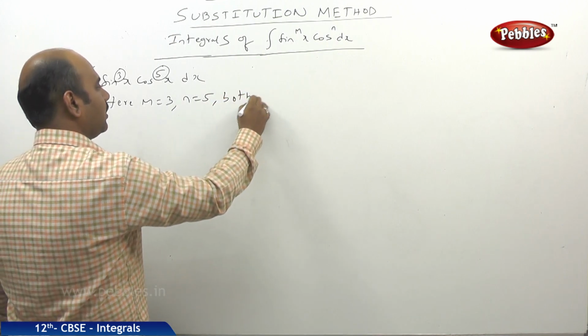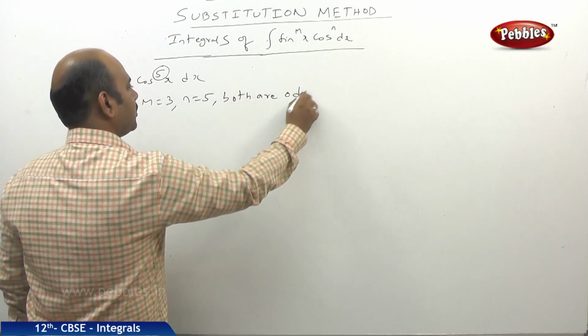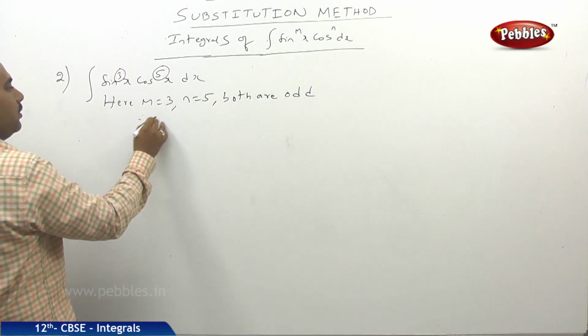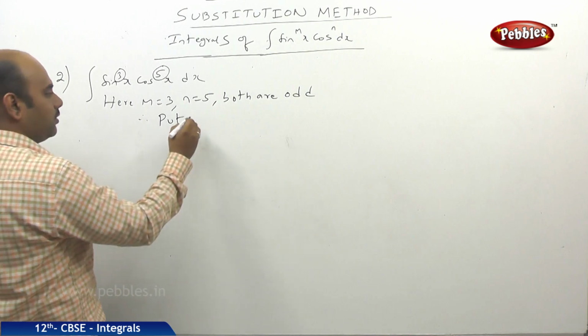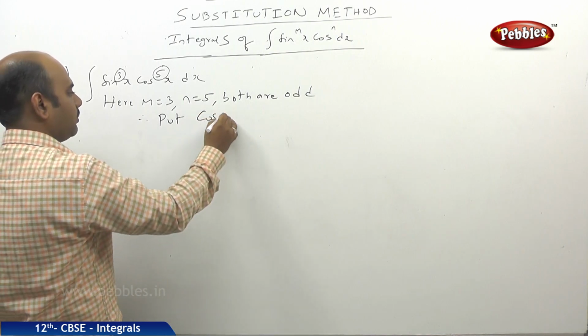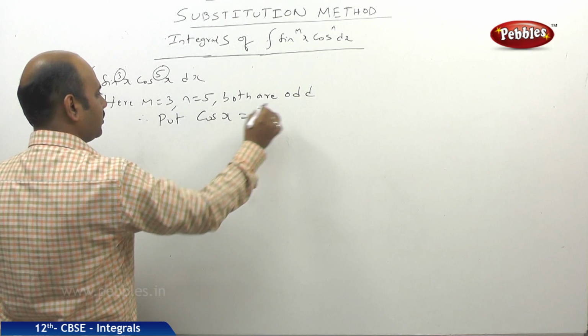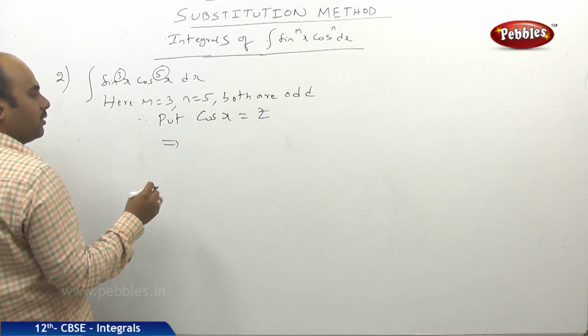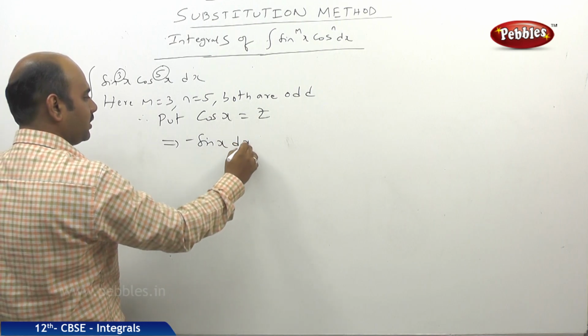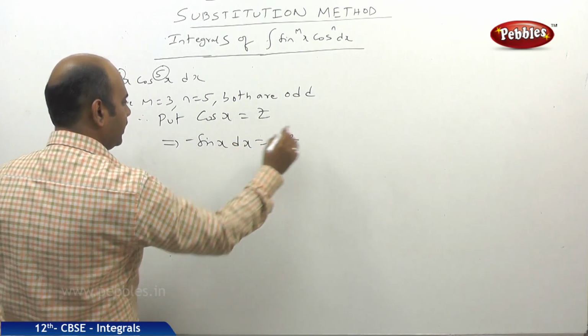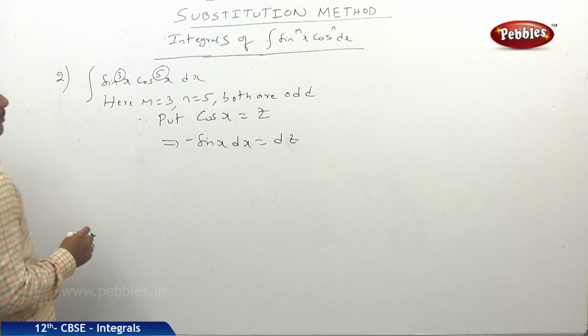Both are odd. Both are odd. Therefore, for my convenience, either you can put sin x is equal to z or cos x is equal to z. That is up to you. For my convenience, I will be putting cos x is equal to z. So when I put cos x is equal to z, derivative of cos x is minus sin x dx is equal to dz. So what happens?